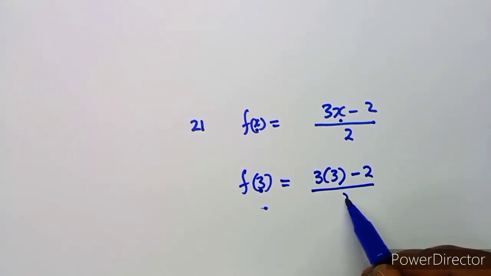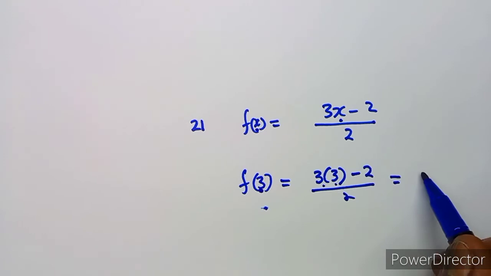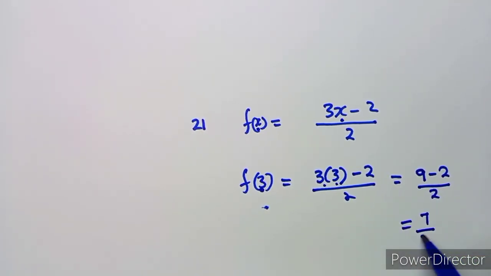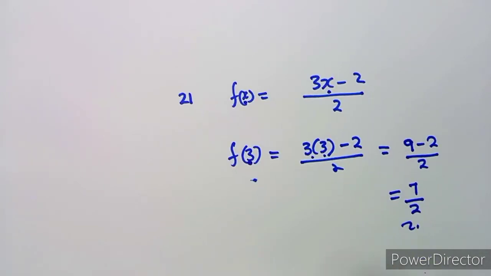Just like that. So I can substitute: (3 times 3 minus 2) over 2, that is (9 minus 2) over 2. 9 minus 2 is 7 over 2, just like that. I can write this as 3.5, or just leave it like that. It's still one and the same thing.